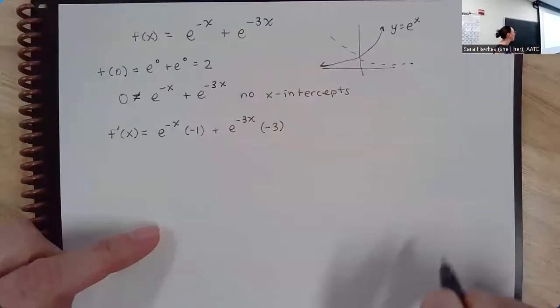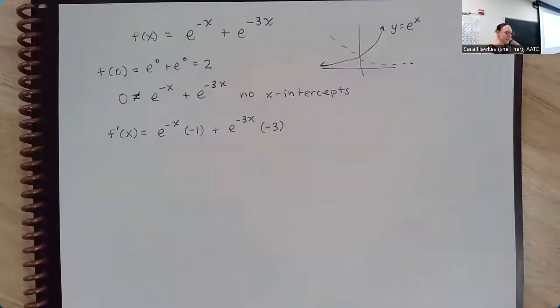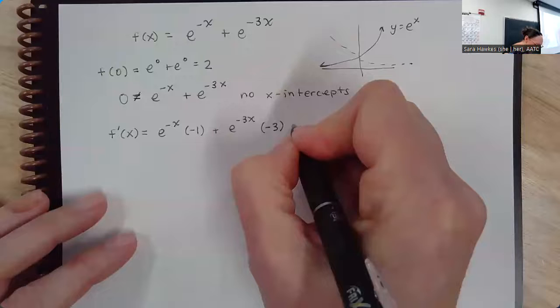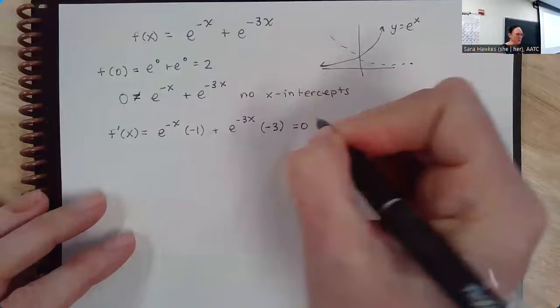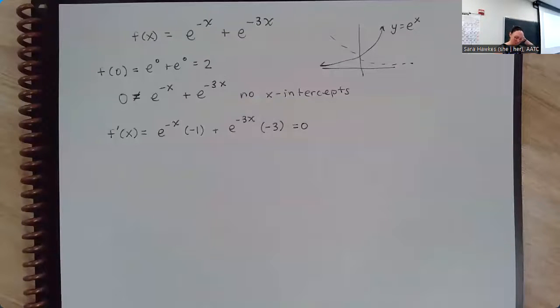If we're going to find maxes and mins and look where it's increasing and decreasing, I need to set this equal to 0. And do some algebra. Now, there are lots of options for how to do this algebra. I'm going to pick something, and if you don't like it, we'll try something else.